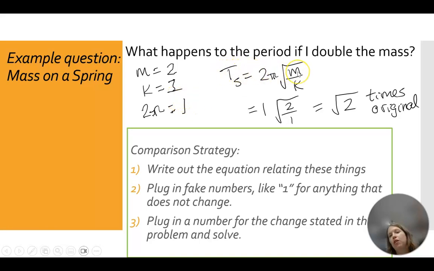We'll choose our period equation, which of course we probably already did, and we'll substitute in these numbers that indicate the multiplicative factors that things have changed to get the multiplicative factor that the period would change. So it would be the square root of 2 times the original if I double the mass. If my period was 2 to start, then my new period with double the mass would be 2 times the square root of 2.